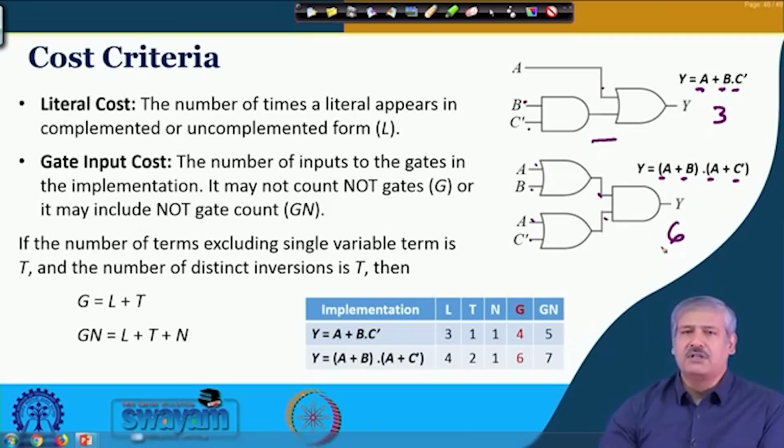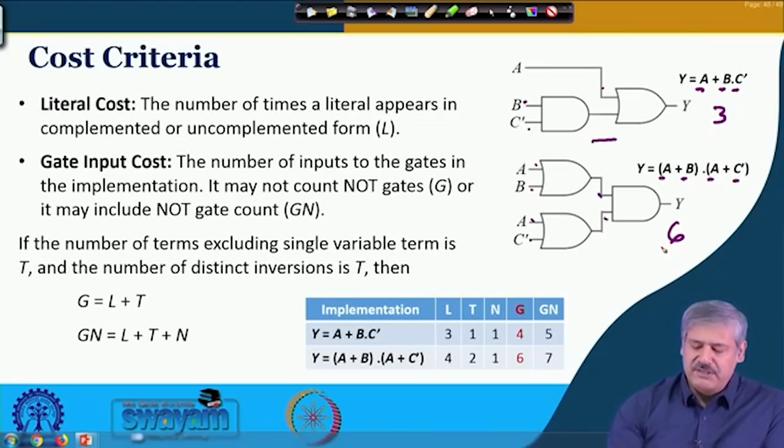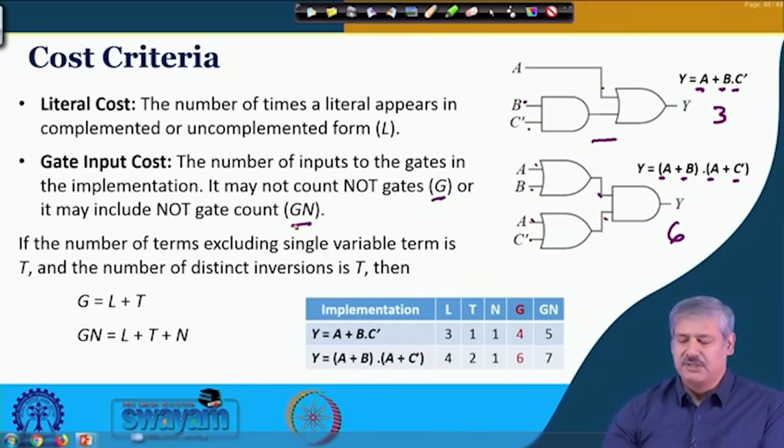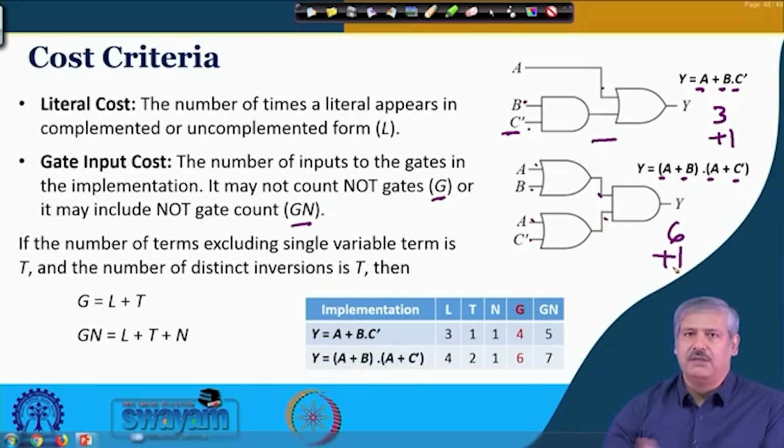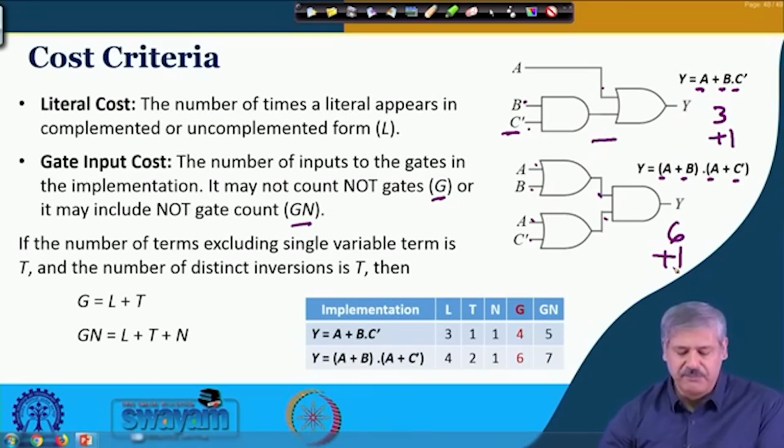So, here we are not counting the inverter, the NOT gate. Okay. So, if you count the NOT gate, then we get another measure, one is defined by G, another is defined by gate input cost including NOT gate count. Okay. So, in each of these cases, one inverter will be coming here. So, this will become 3 plus 1 and this will become 6 plus 1. Okay. Whether we consider the inverter or do not consider the inverter, these are the two cases that are possible.